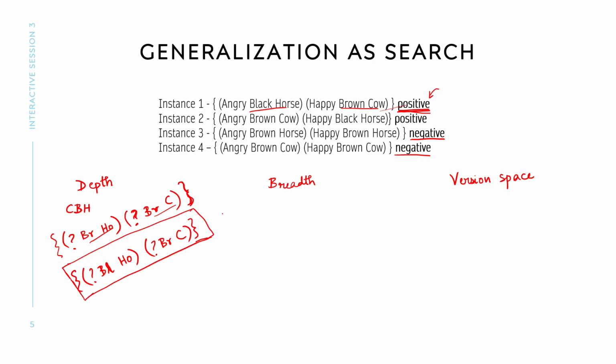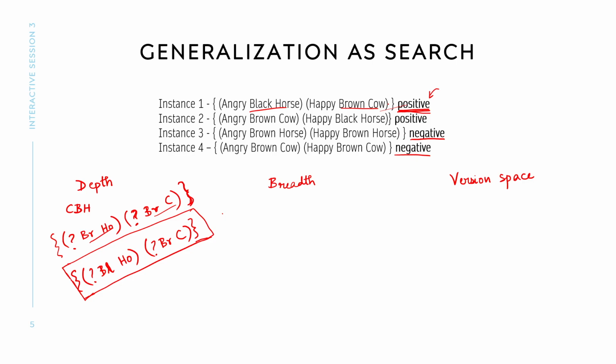Like, how do I start? What is the current best hypothesis in my first attempt? The current best hypothesis should match instance one, more or less one or two. It should match both 1 and 2, because both of them are positive, and it should not match 3 and 4, because both of them are negative.